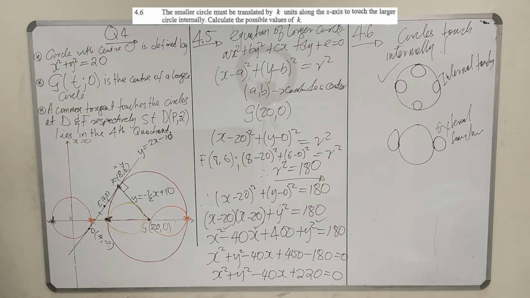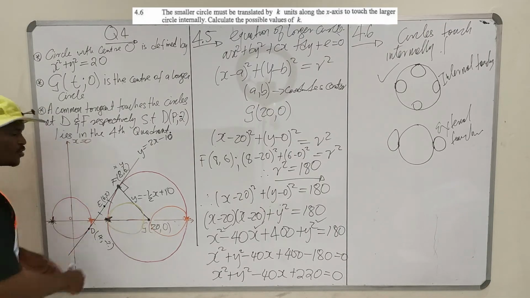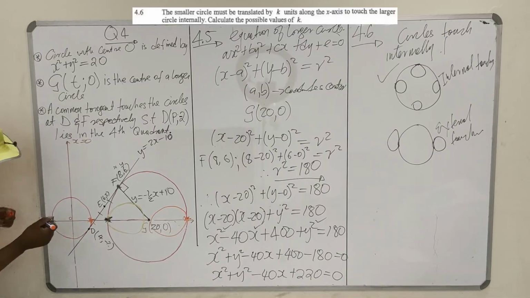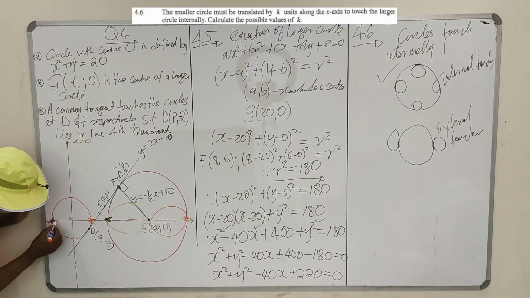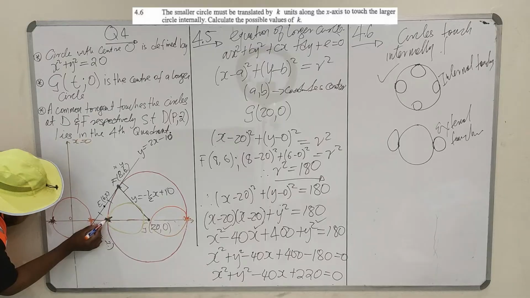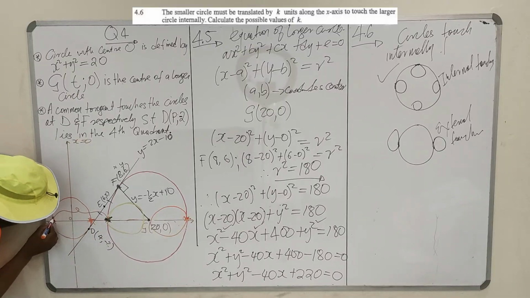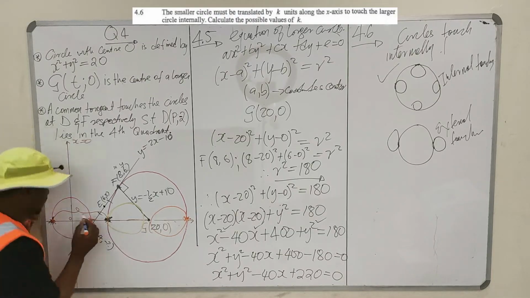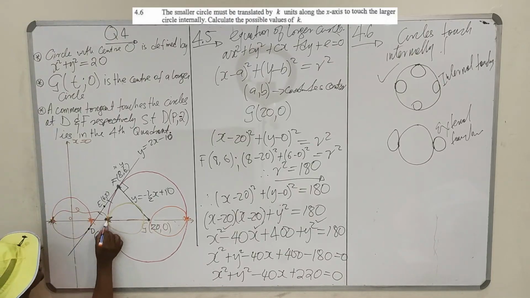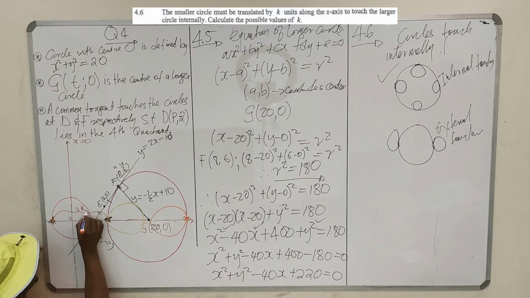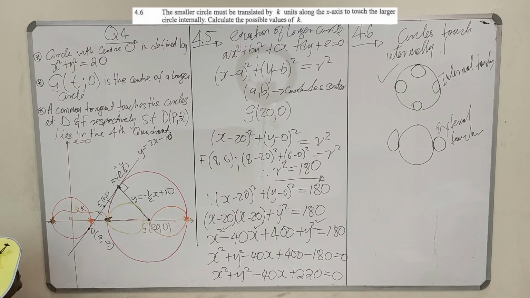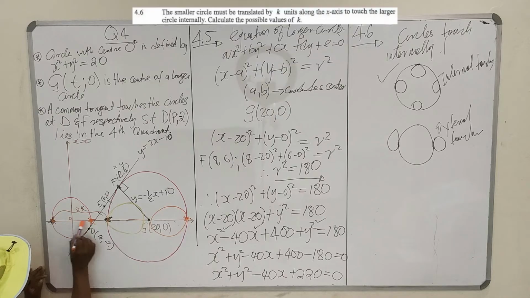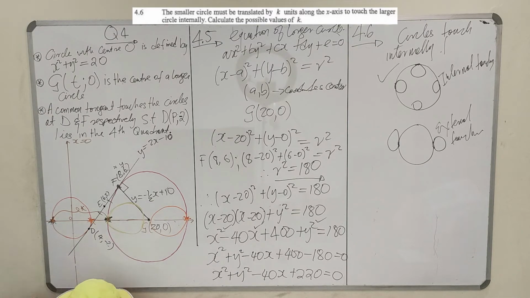So now the question becomes, how many units should you move this so that they touch internally? So the point is to move this point here, right? This point must be moved such that this sits here. So this is your K units that you should move it. This length is your K unit so that this one is sitting there. So now how do we get how many units?